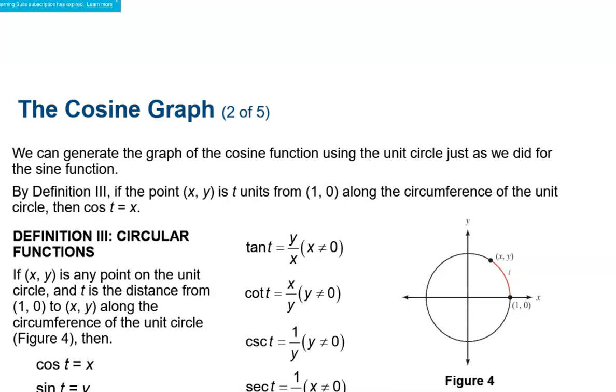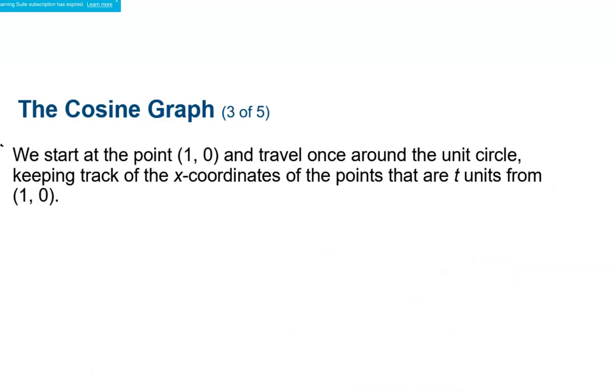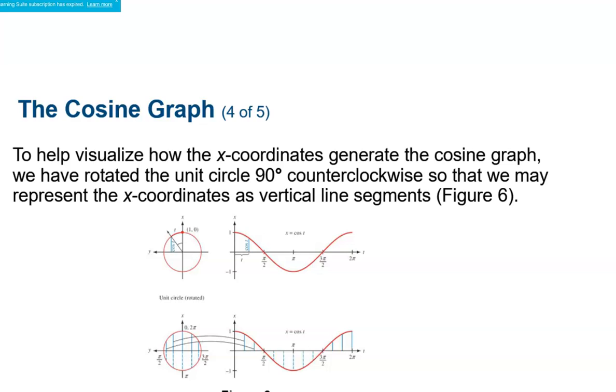We can also generate the graph of cosine function using the unit circle, just as we did with the sine function. By definition 3, if the point x, y is t units from 1, 0 along the circumference of the unit circle, then cosine t equals x. We start at the point 1, 0 and travel once around the unit circle, keeping track of the x coordinates of the point that are t units from 1, 0. So we travel along the unit circle and we notice the coordinates of the x values.